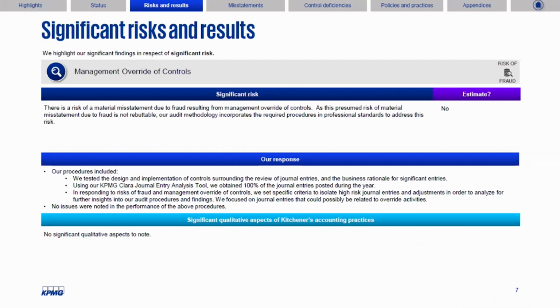Reminding committee that this is not the risk that the city may be a victim of an outside fraud or an outside attack from a third party. And based on the work that we've performed, we don't have any findings or any adjustments.